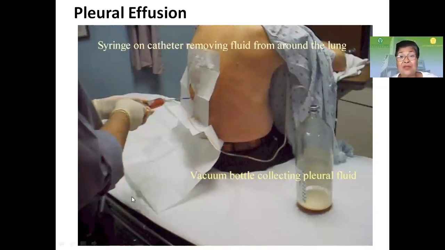This is the concept of thoracentesis. Anong position? The client is seated, no, at the edge of the bed. Okay, seated at the edge of the bed. Tapos andito si doktor sa likod. All right. And then we'll remove the fluid. Okay, syringe on the catheter, removing fluid from around the lungs.